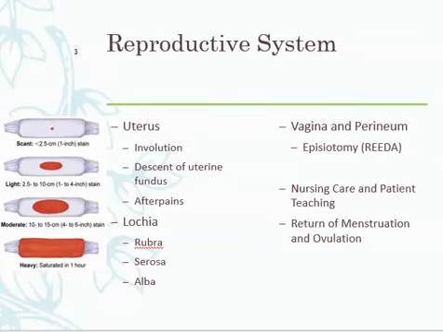And then as the blood part of the discharge continues to decrease, you develop into lochia alba, which is a white discharge. This typically lasts up to about 2 to 3 weeks postpartum.